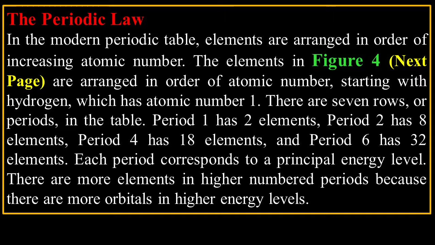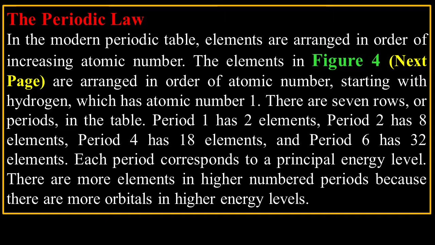The elements in Figure 4, next page, are arranged in order of atomic number, starting with hydrogen, which has an atomic number of 1. There are 7 rows, or periods, in the table. Period 1 has 2 elements. Period 2 has 8 elements. Period 4 has 18 elements. And period 6 has 32 elements. Each period corresponds to a principal energy level. There are more elements in higher numbered periods because there are more orbitals in higher energy levels.